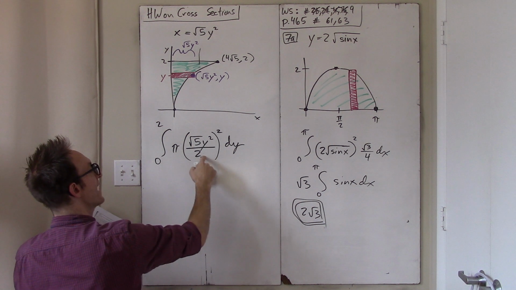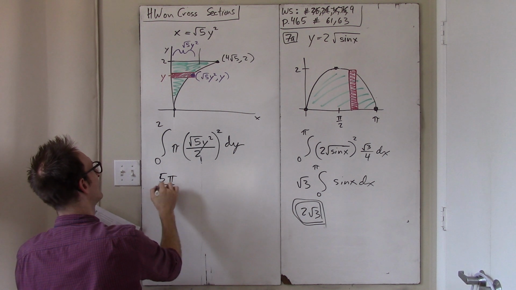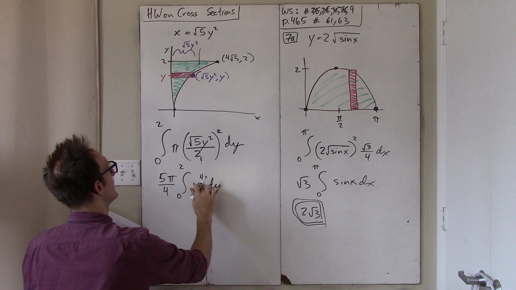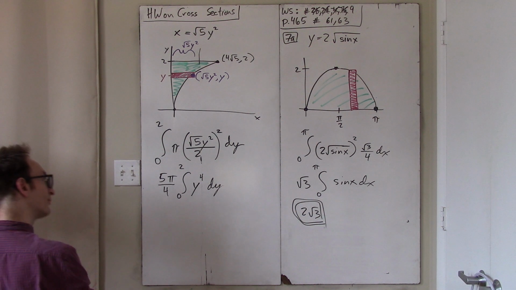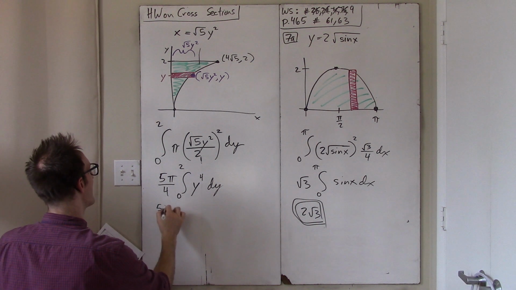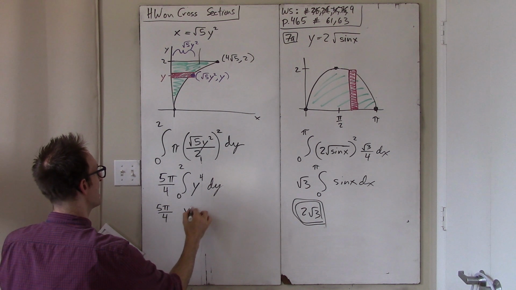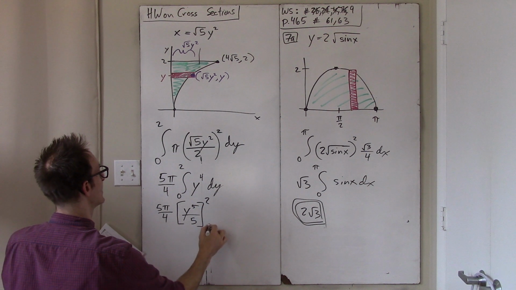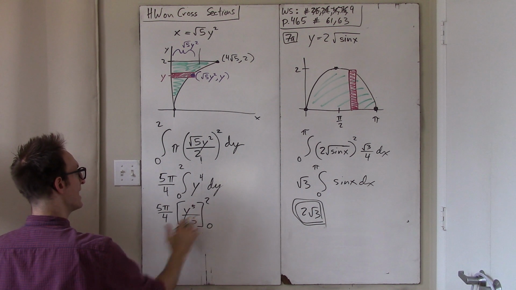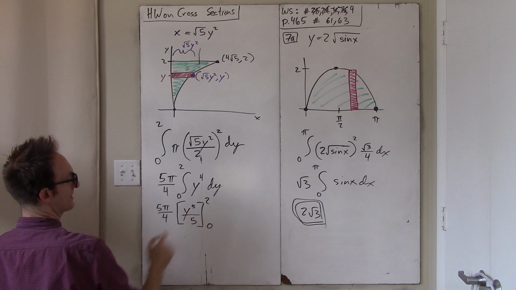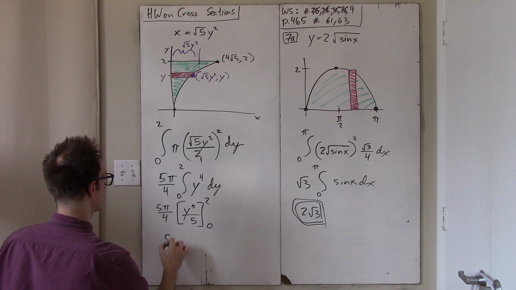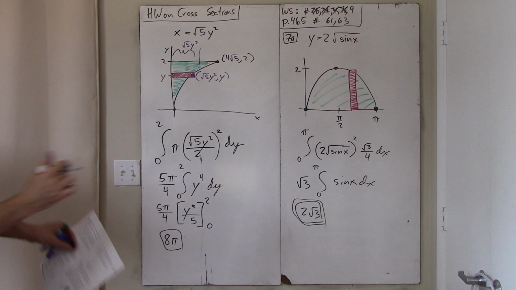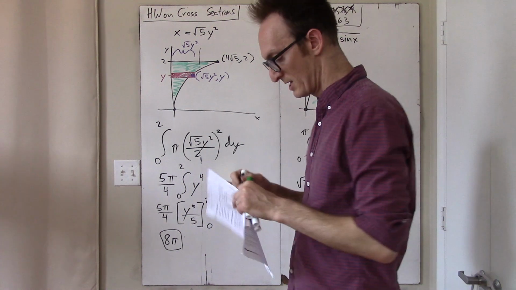What do I get? 5 pi over 4 times the integral from 0 to 2 of y to the 4th dy. Double check my arithmetic. Yeah, 5 over 4. And so I get 5 pi over 4 times y to the 5th over 5 evaluated at 2 and 0. Okay, the 5's cancel, and this whole thing just becomes 8 pi, because 32 over 8, yeah. Woo! Okay, that finishes the worksheet.